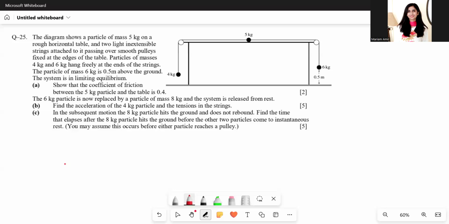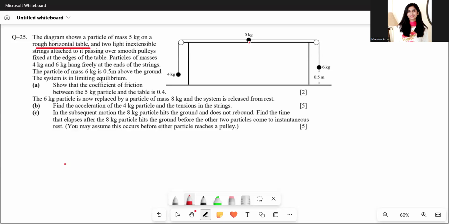Question number 25, worksheet connected particles. The diagram shows a particle of mass 5 kg on a rough horizontal table. Okay, 5 kg means a downward weight of 50 newtons. And two light inextensible strings attached to it, passing over a smooth pulley fixed at the edge of the table. The particles of mass 4 kg and 6 kg hang freely at the ends of the strings.